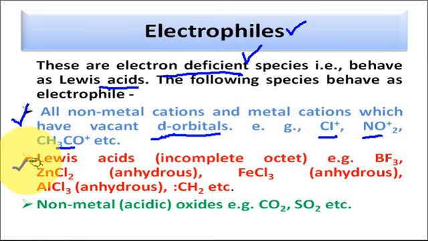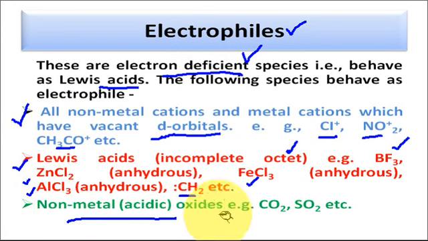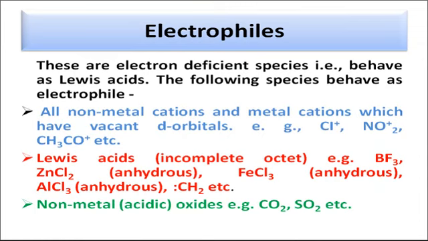Similarly, some compounds have an incomplete octet. For example, boron trifluoride, anhydrous zinc chloride, anhydrous FeCl3, anhydrous aluminum chloride, carbene. These are compounds which also act as electron deficient species. And some other non-metal oxide gases with an incomplete octet are carbon dioxide, sulfur dioxide, etc. So these are all electron deficient compounds.